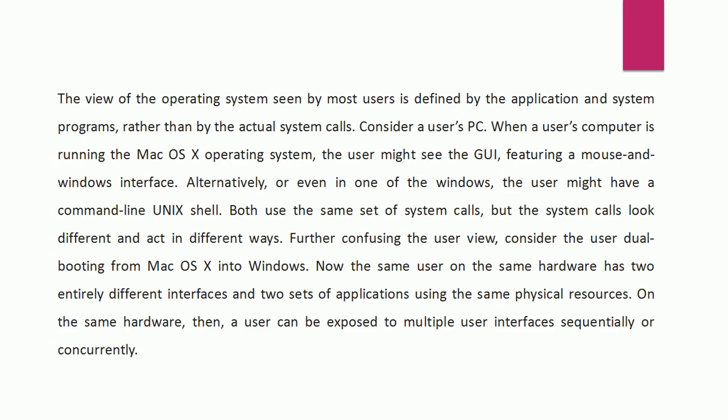The view of operating systems seen by most users is defined by the application and system programs rather than by the actual system calls. Consider a user's PC. When the user's computer is running the Mac OS operating system, the user might see a GUI, graphical user interface, featuring a mouse and windows interface. Alternatively, even in one of the windows, the user might have a command line Unix shell. Both use the same set of system calls, but the system calls look different and act in different ways.